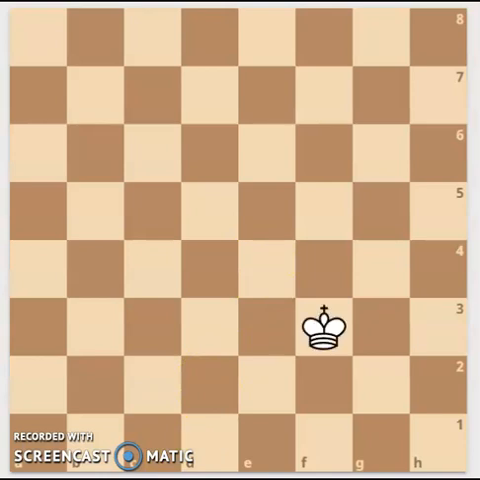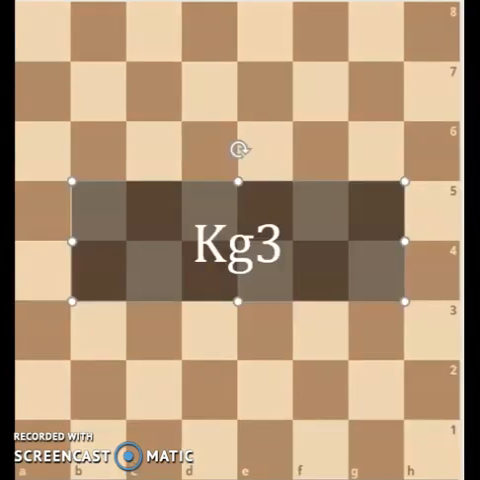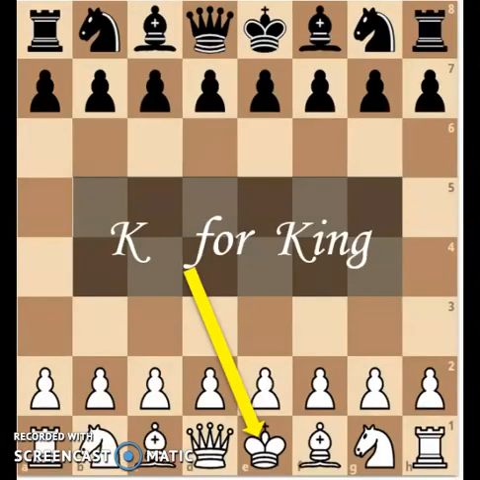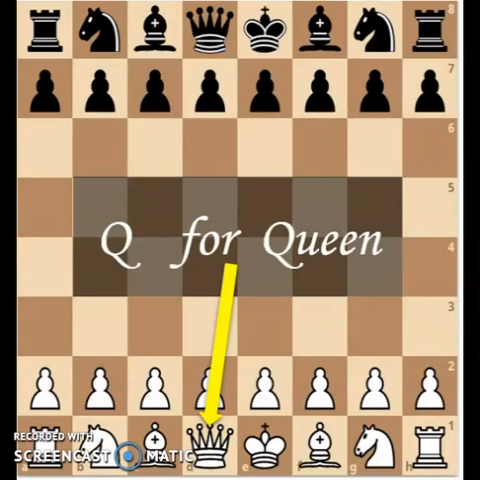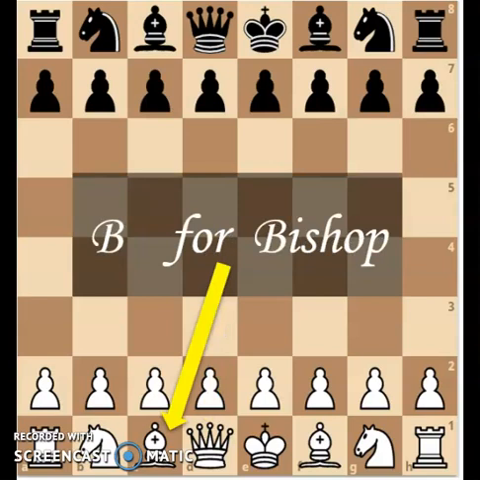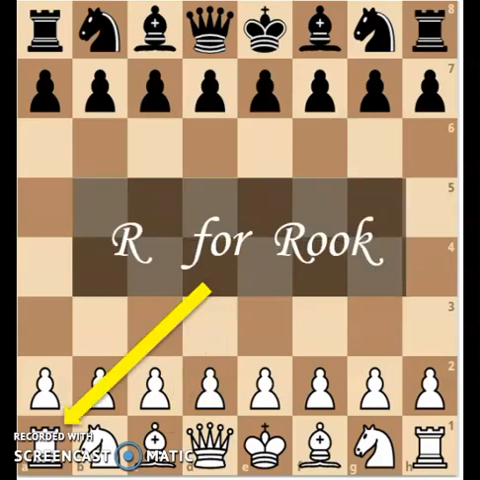Okay, now let's see the chess notations for each piece on the chessboard. Now let's say that the king wants to move to the square G3. How do we represent it? It is simple. We just put the first letter of the piece. In this example, it is KG3. We use a K for a king, Q for a queen, B for a bishop, R for a rook.